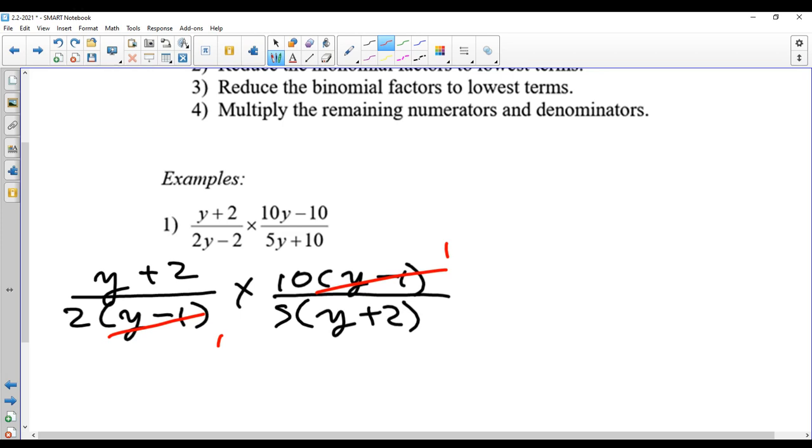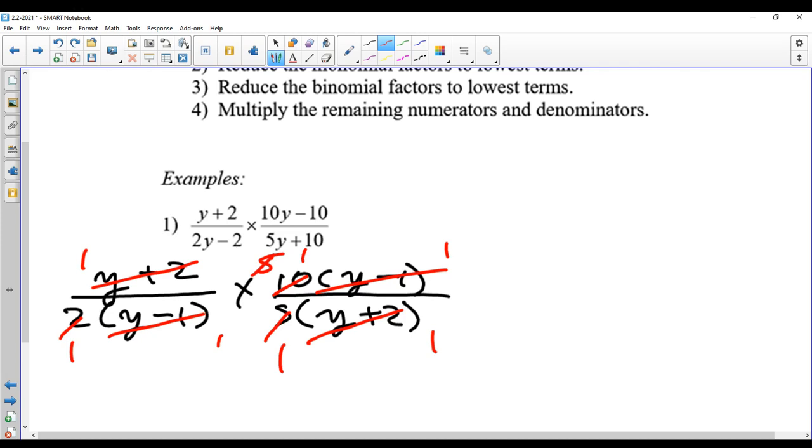Gary, what else do you see? The 2 and the 10. Okay, so 2 goes into 2 once, and 2 goes into 10 5 times. Okay. And Athusan, what do you see? Oh, y plus 2 once, and this also would leave us with a 1. Anything else that you see there? Yes. The 5 and the 5, I agree. 5 goes into 5 once, and 5 goes into 5 once.